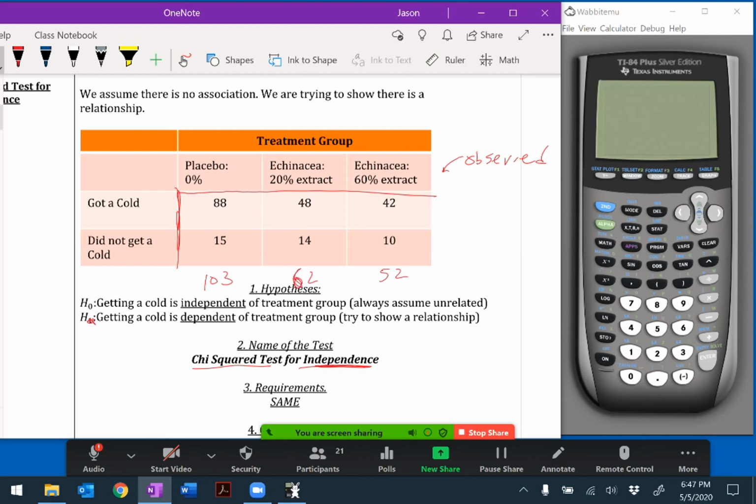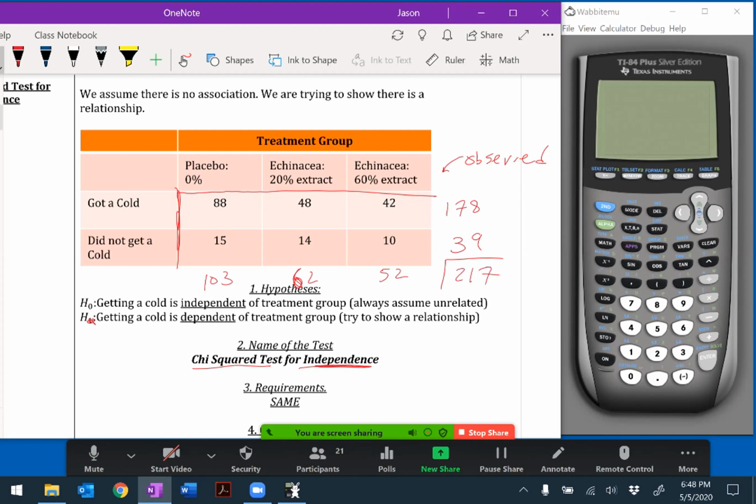Okay, how many people got a cold altogether? Well, it's 178 if I add all that together. And then how many people did not get a cold? Well, the number of people that did not get a cold was 39 people, for a total of 270 people in the group.